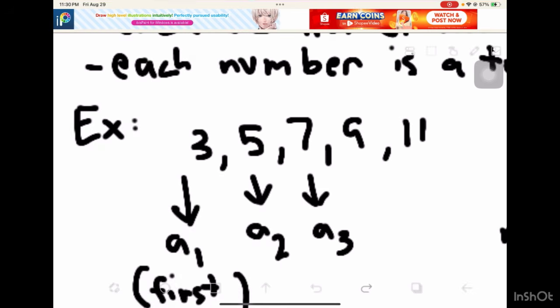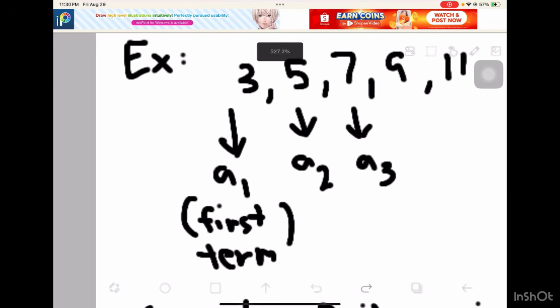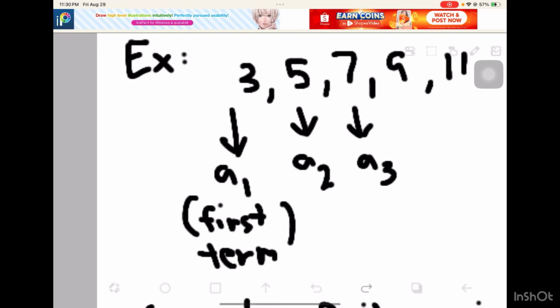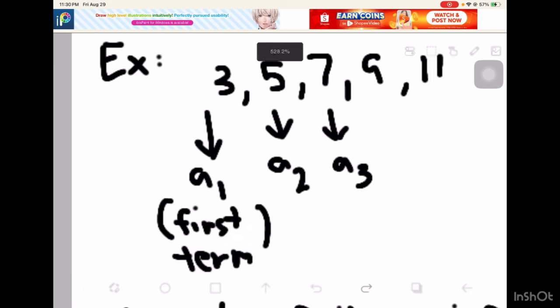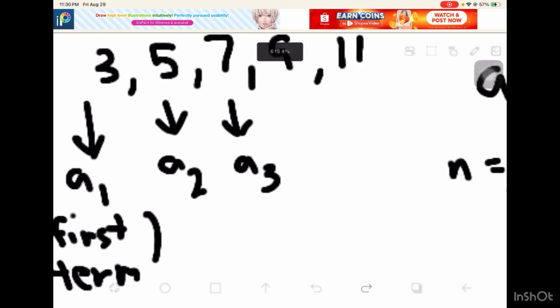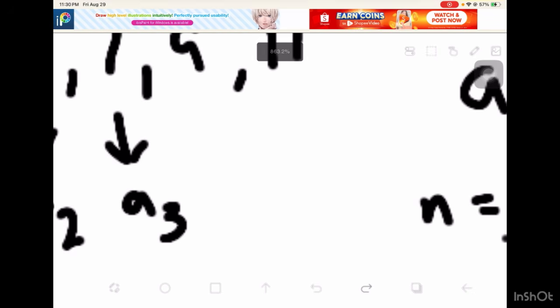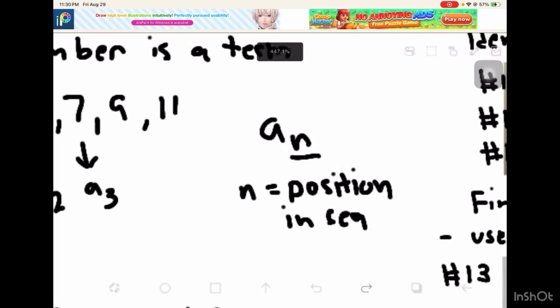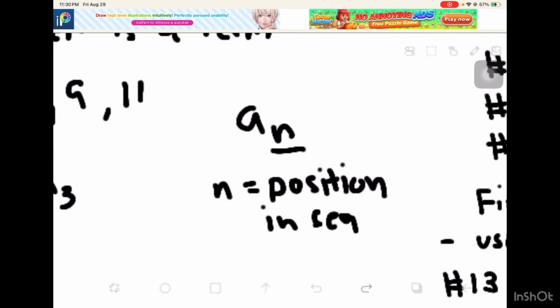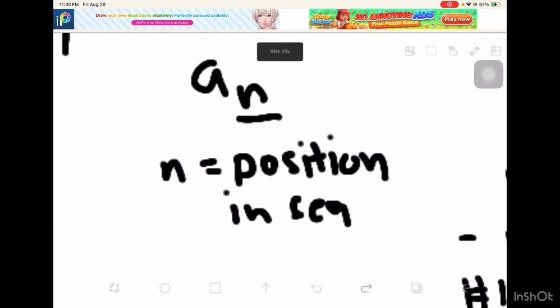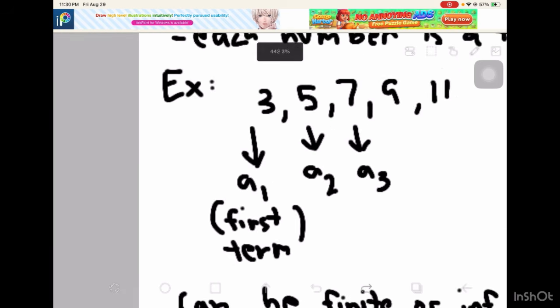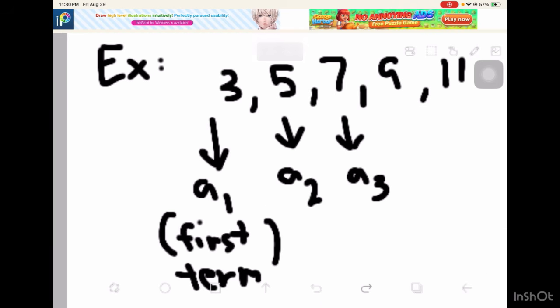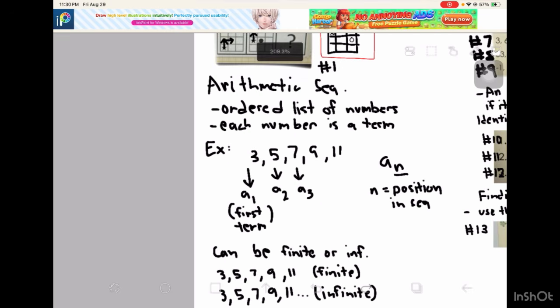So what do we call this mathematically? We have a sub 1, and that's what we call our first term. When you refer in a formula to a sub 1, that's what we call the first term. Those terms can be used interchangeably. Then the second term would be called a sub 2, the third term would be called a sub 3, and so on. You can keep repeating this as long as you keep note that a sub n, where n is equal to the position in the sequence. So this is the first term, second term, third term, fourth term, and so on.